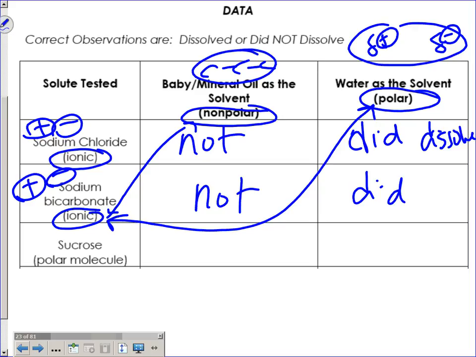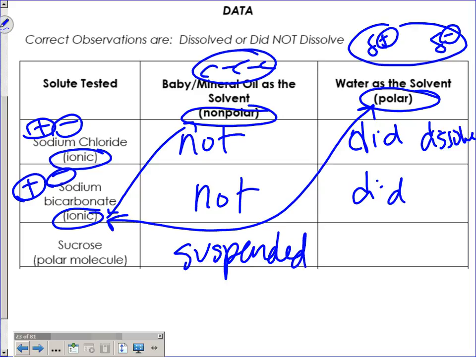All right, what about the sucrose? This one might have some varying results. In baby oil, did it dissolve, yay or nay? Most of us, did it change at all? It just kind of stays suspended in there. Okay, so it stays suspended.